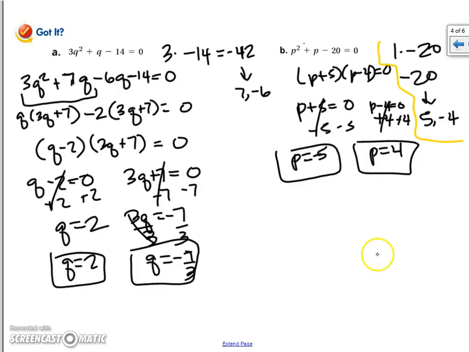All right, so checking your answers. For A, you should have gotten Q equals 2 or Q equals -7/3. So this does look like a lot of work. It is a process, so if your work does not match, pause the video and see if you can figure out where you went wrong. And then for B, P equals -5 and 4.